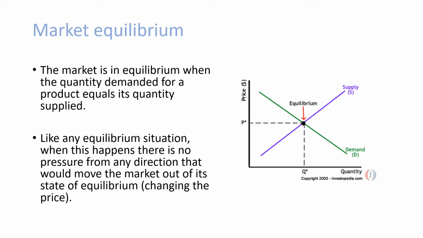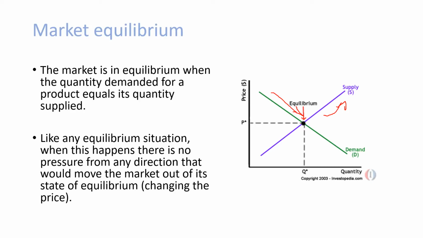Okay, now we know how the supply curve and the demand curve look. The demand curve, as we said, is a downward sloping curve because it has a negative relationship between the price and the quantity. The supply curve is an upward sloping curve because it has what? A positive relationship between the price and the quantity.